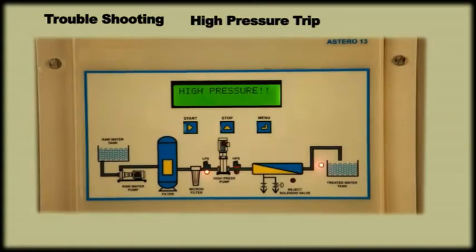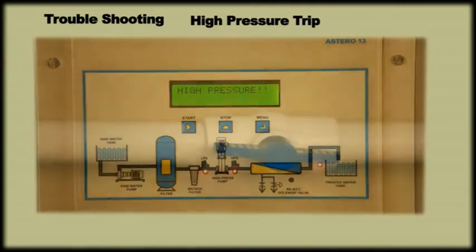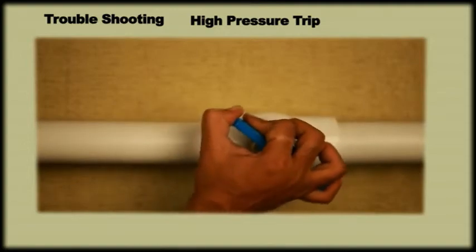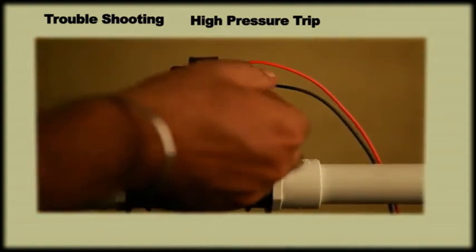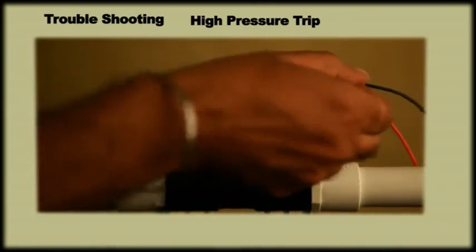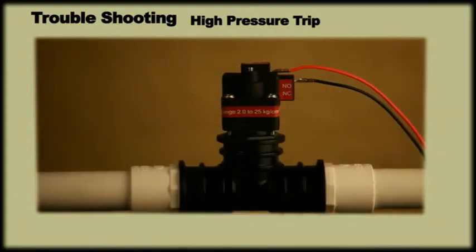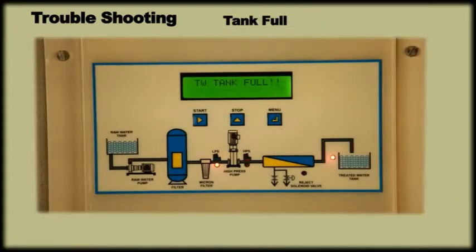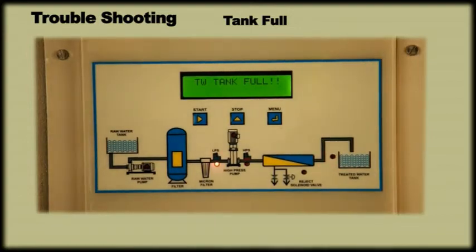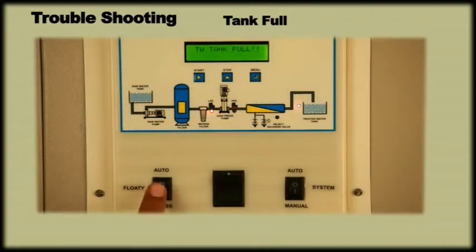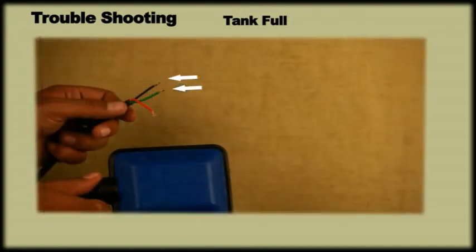If the display shows high pressure fault, and actual pressure in the line is higher than the set value, then reduce the pressure. Ensure that C and NO terminals of the high pressure switch are connected to the panel. If the display shows treated water tank full despite low level in the treated water tank, first check whether the floaty is connected. If not, connect the floaty. Else bypass the floaty input using the floaty auto bypass switch. Ensure that only C and NC wires of the floaty are connected.